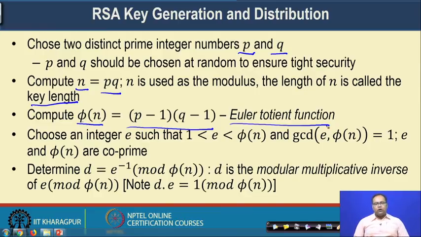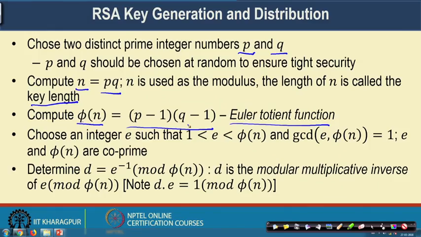Although the original RSA algorithm used this Euler totient function, there are multiple other totient functions that you can use in the RSA algorithm in place of phi(n). Here, we are explaining the algorithm with this Euler totient function, where phi(n) is equal to (p minus 1) times (q minus 1).